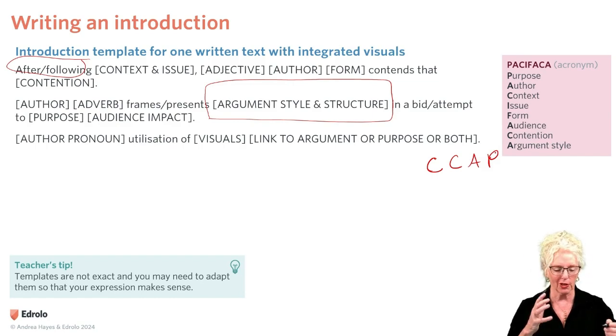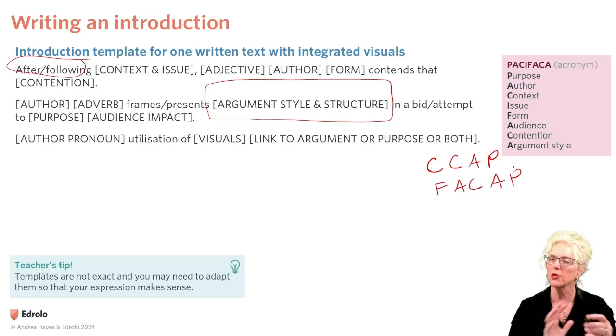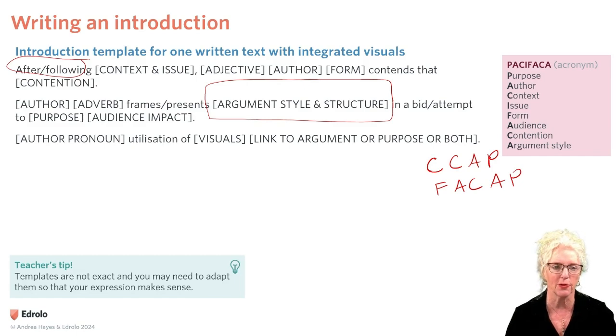CCAP, you've got contention, context, audience, purpose. Some people like to have it this way. All sorts of things. Whatever works for you, it doesn't really matter. Okay? Just remember that templates are only to start with. You can move off them, and don't summarise the entire argument in your introduction.